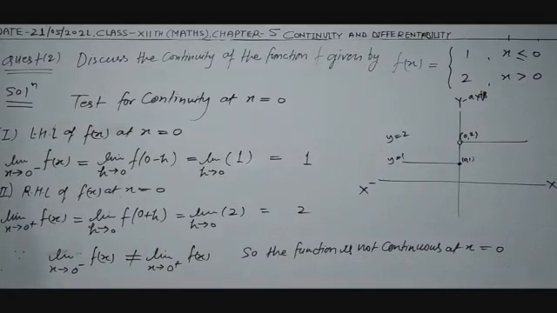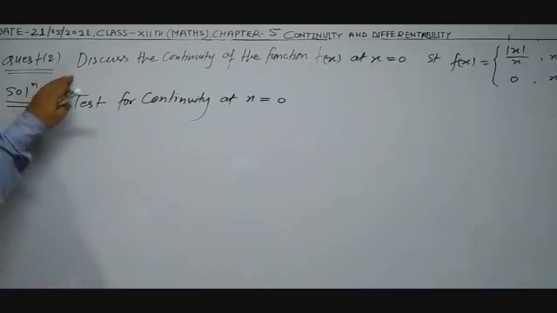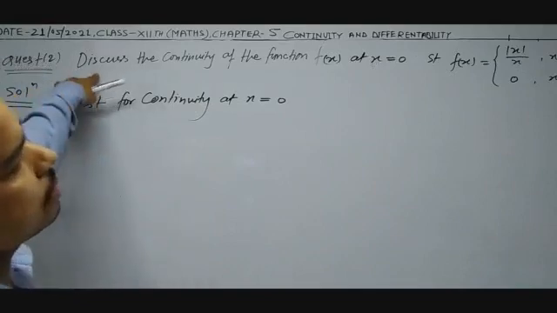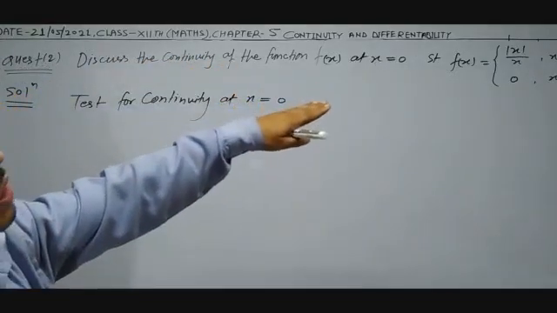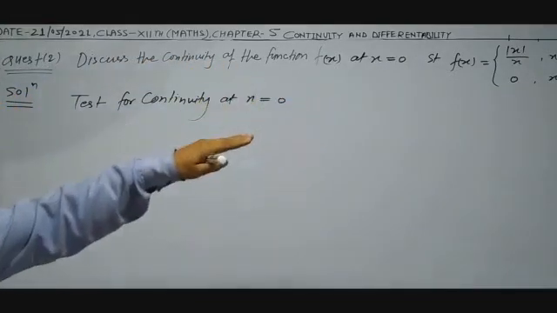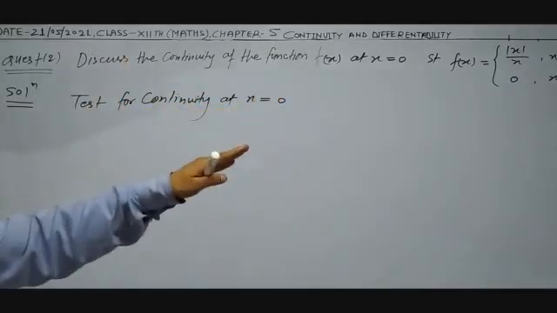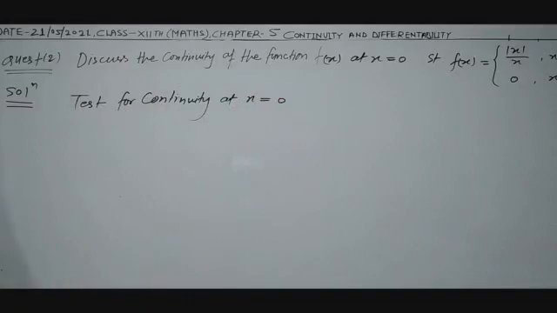Now see the third question. The third question is: discuss the continuity of the function f(x) at x is equal to 0, such that f(x) is equal to mod of x whole upon x for x not equal to 0, and 0 for x is equal to 0. So testing for continuity, I will consider the left hand limit of the function.